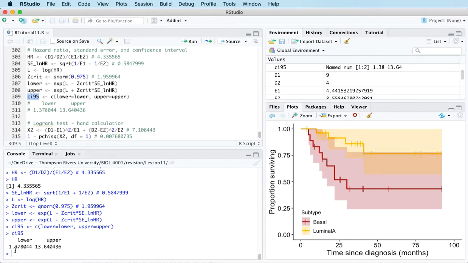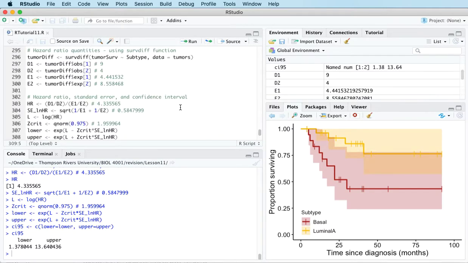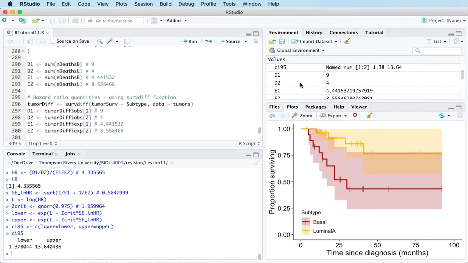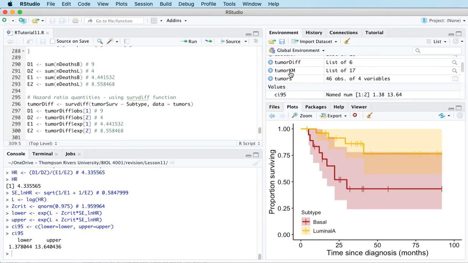And your reaction to that might be, well, wow, that's a really wide interval. And the reason is because we've got a fairly small sample size here. How many people did we measure? We only have 46 individuals in this data set, and we only observed 9 deaths in one group and 4 deaths in the other group. So there's not a lot of information here, so it's not surprising that this interval is so wide.